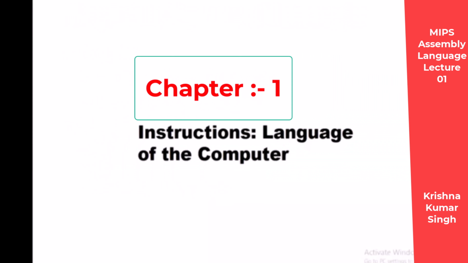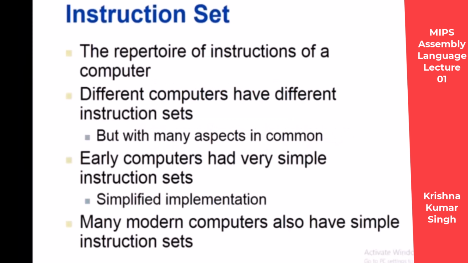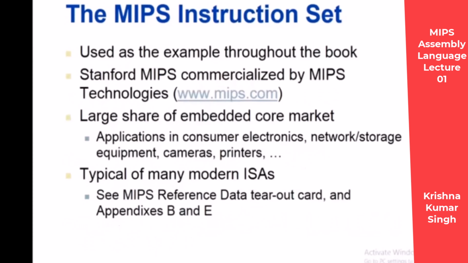Okay. In this lecture, I want to start the MIPS assembly language. Different computers have different instruction sets. In this course, we are focusing on a specific type of processor, the MIPS processor, and we learn its MIPS assembly language. Early computers had a very simple instruction set because they wanted to simplify the implementation of the control unit and the data path of the processor. Even now, some modern computers also have a simple instruction set.